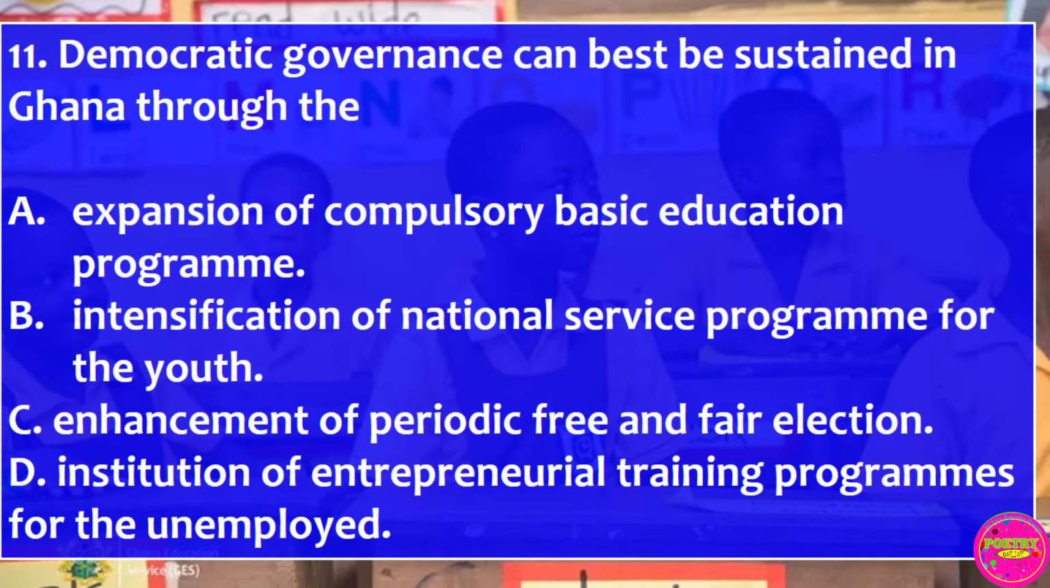C. Enhancement of periodic free and fair elections. D. Institution of entrepreneurial training programs for the unemployed. The correct answer to this question is C. Enhancement of periodic free and fair elections.